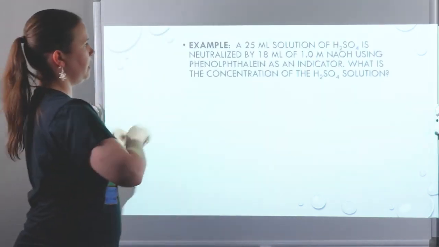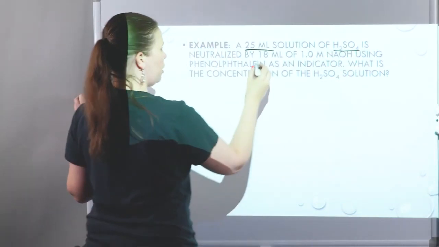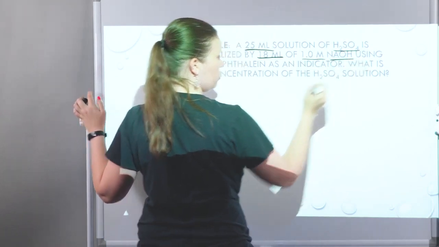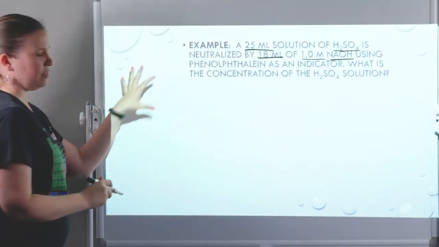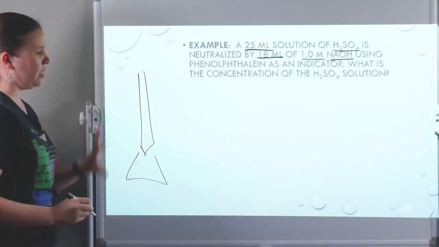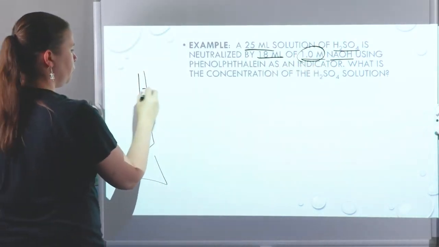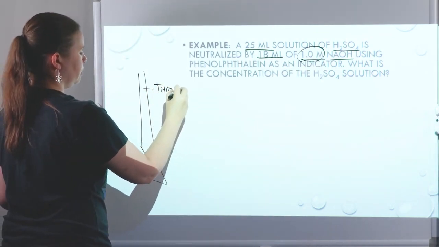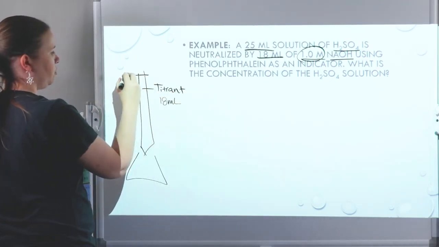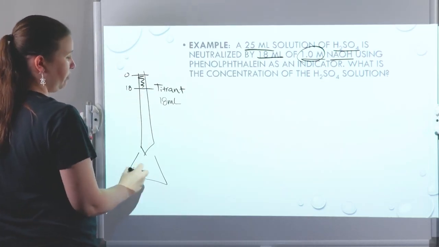Going through this problem, I can see I have 25 milliliters of an acid solution neutralized by 18 milliliters of a specific concentration of sodium hydroxide. So I like to kind of set up the burette and the flask as a way to organize my information. Whatever I have the known concentration of would be my titrant. And so what I know about my titrant is that it has 18 milliliters, meaning it dropped from 0 to 18. That volume is what ended up in the flask.